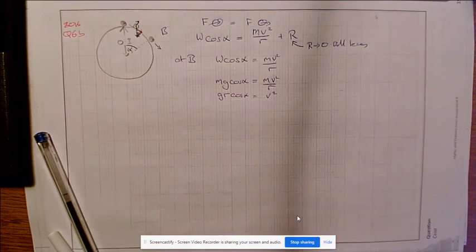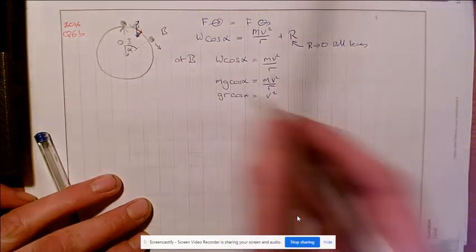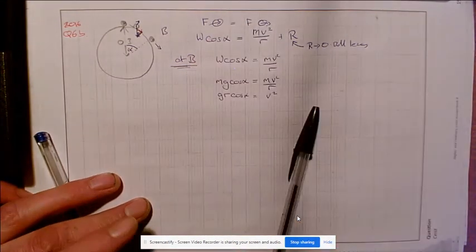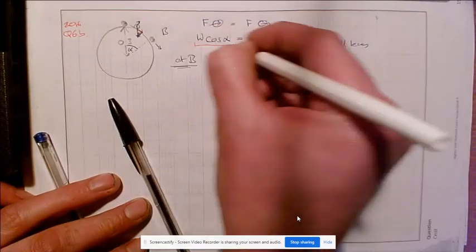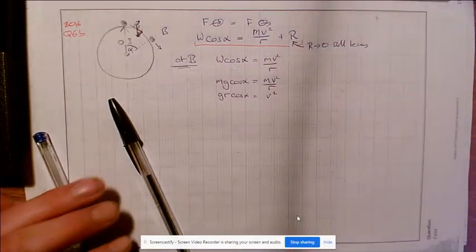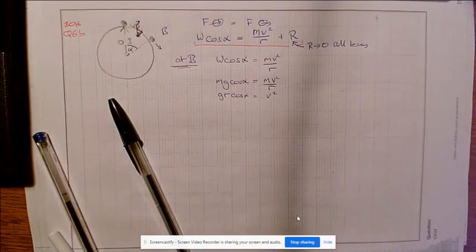Okay, so that's at B. This is true for any point. It's basically balancing the forces. Circular motion is mainly about balancing forces, up and down on a horizontal plane, but always in and out in both vertical and horizontal planes.